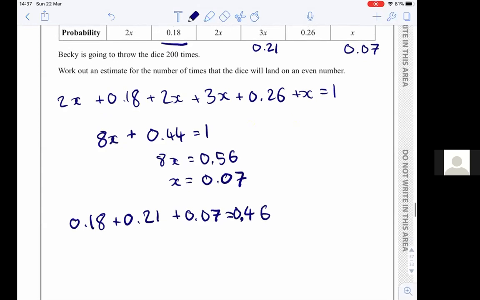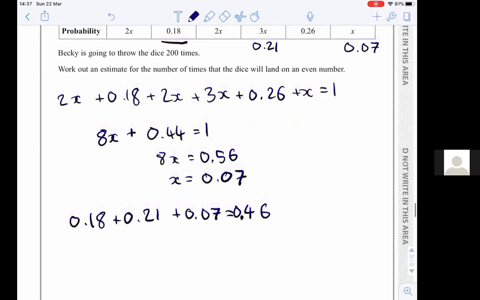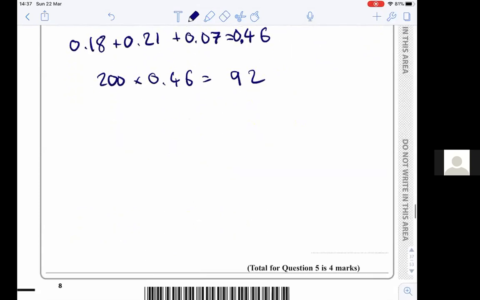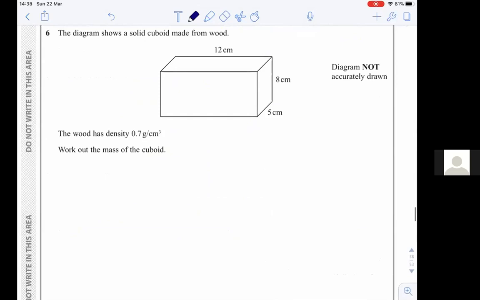0.46, and if we roll it 200 times, we multiply 200 by this probability, 0.46, and that gives us 92. So we estimate that there's going to be 92 times it lands on this value.